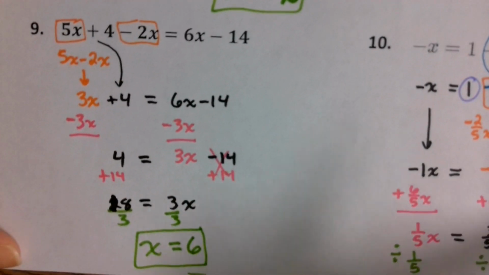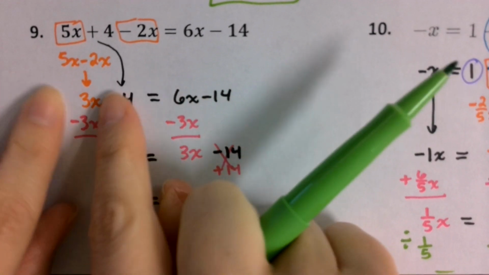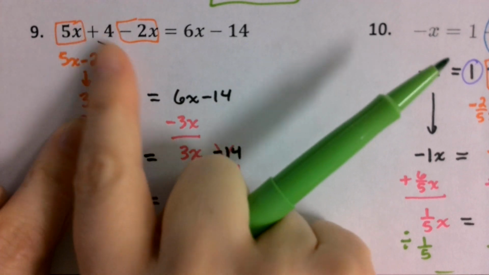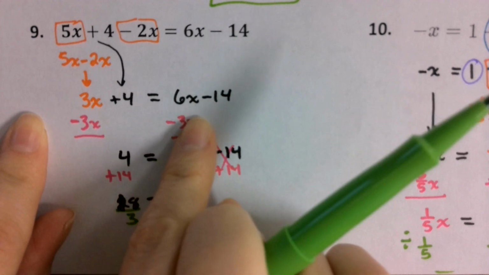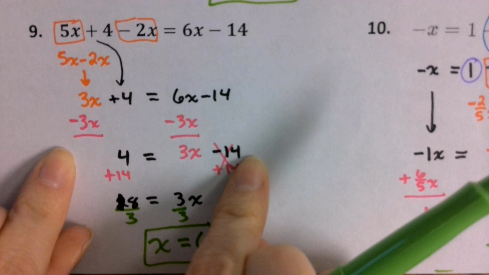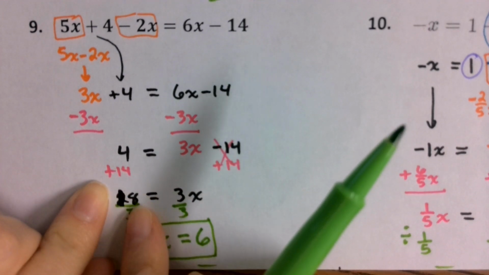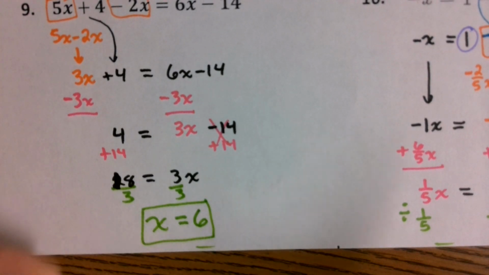Number 9. We would combine the like terms of 5x and negative 2x first to create 3x. So we have 3x plus the 4 is equal to 6x minus 14. We then move negative 3x to both sides. That gives us 4 is now equal to 3x minus 14. I would add 14 to both sides to get 18 equals 3x. And then divide both sides by 3, get x is equal to 6.